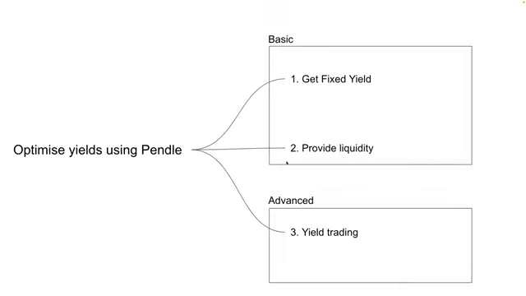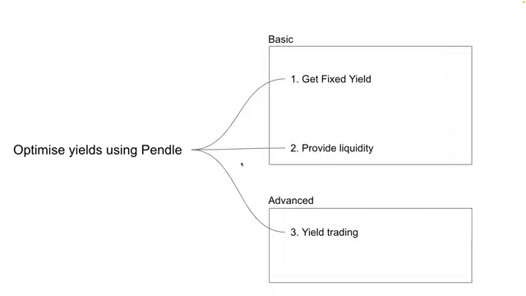The third way to use Pendle is to do yield trading. It's more advanced with higher risk, but also higher rewards. This is where you can potentially optimize your yield to significantly higher levels.